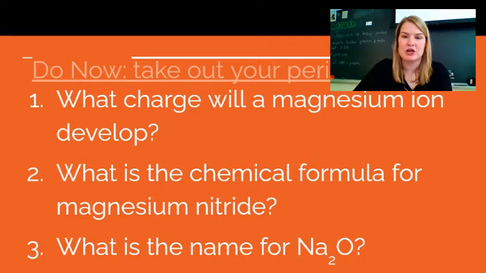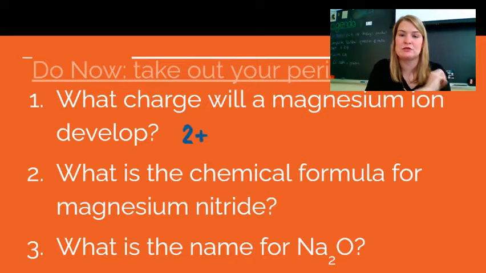Your first is, what charge will a magnesium ion develop? And hopefully you said 2+ or +2, because magnesium is in group 2 of the periodic table. It's got 2 valence electrons, so that means it is going to lose both of those valence electrons to get to its closest noble gas, which is neon.